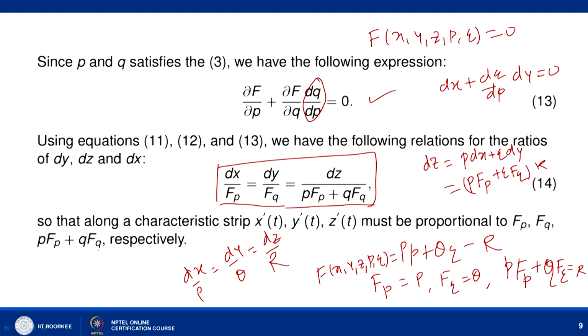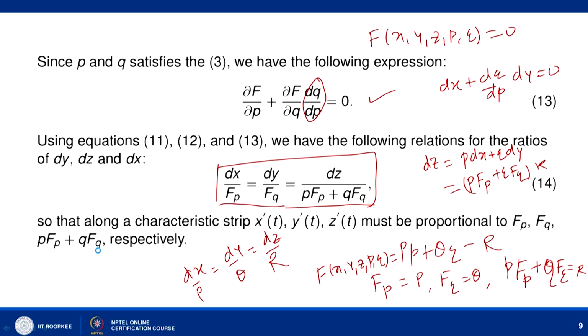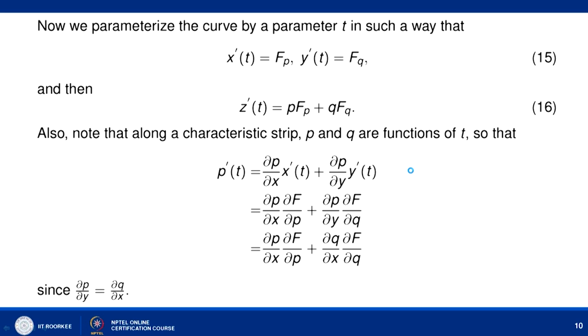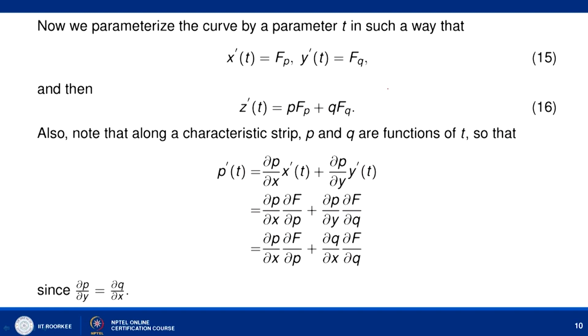That is what this equation number 14 represents. Now, what we do, we can parameterize our curve, let us say, by taking this as dt here. Then we can write down equation number 14 as the following: x dash t equal to f_p, that is dx by dt equal to f_p, and dy by dt equal to f_q, dz by dt is p f_p plus q f_q. So, that is what I have written here as equation number 15 and equation number 16.